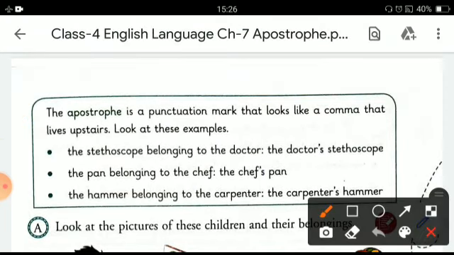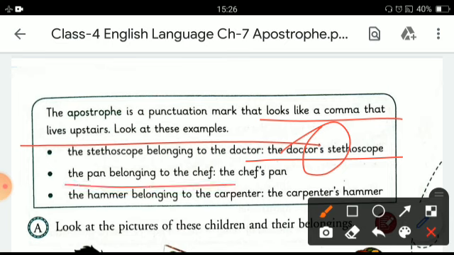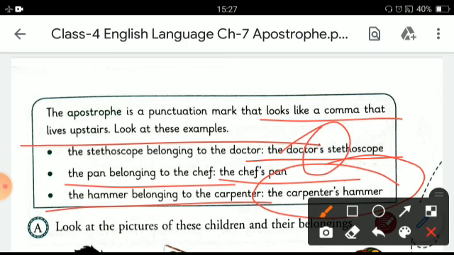The apostrophe is a punctuation mark that looks like a comma that lives upstairs. And look at this example. The stethoscope belongs to the doctor. Or you can write it like this: the doctor's stethoscope. The pan belonging to the chef can also be written as the chef's pan. The hammer belonging to the carpenter can also be expressed with an apostrophe sign, like the carpenter's hammer.